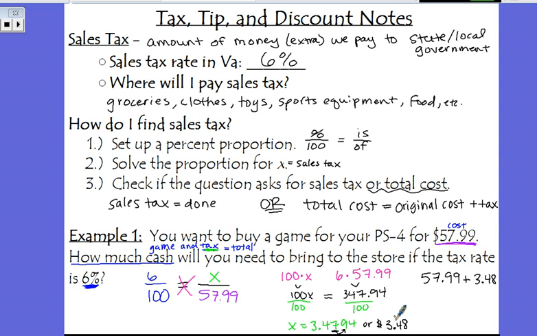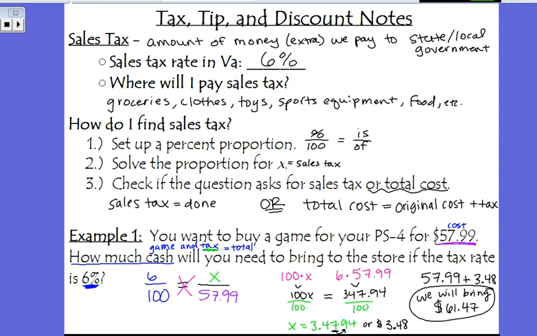So right now, we take $57.99 and we add the $3.48, and we should see that we're paying, we will bring $61.47.